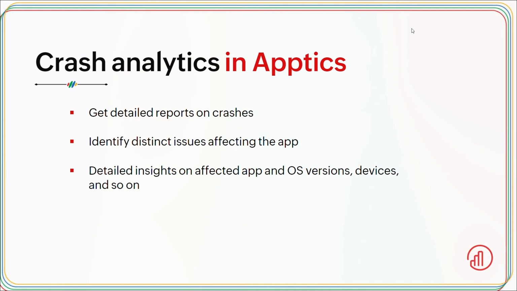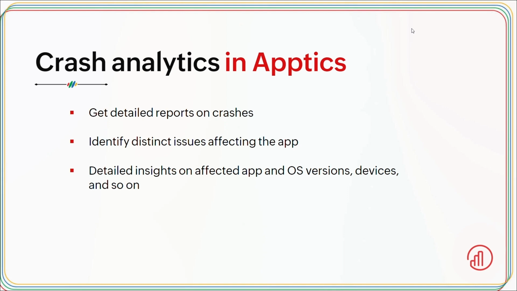Now let's learn how crash reporting works in Zoho Apptics. In Apptics, using crash reports, you can quickly pinpoint the root cause behind the issues and understand the various attributes affected by each issue. The crash reports include detailed information such as unique issues, unique devices, the app version in which the issue occurred, the OS version, the specific devices that were impacted, and the model of these devices.